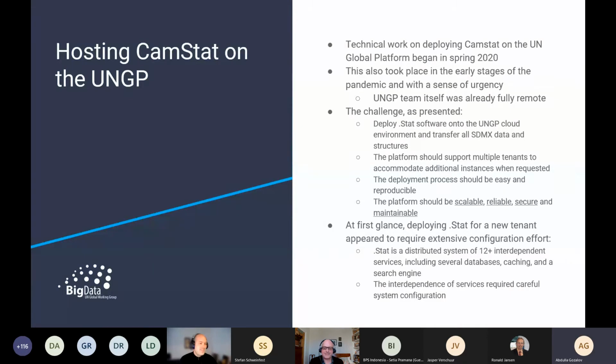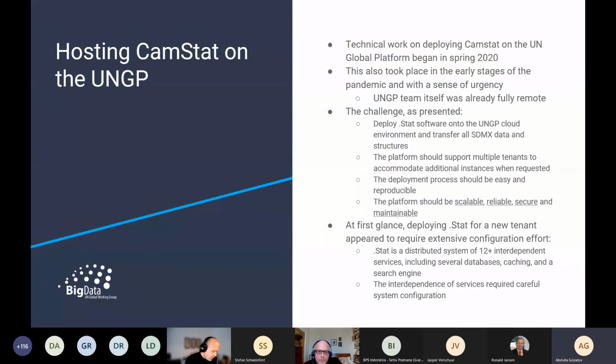Okay, awesome. Great. So I'm Sean. I work with Ronald and others on the UN Global Platform. I'm more on the technical engineering side, but I was a statistician in a prior life. So this story, I think, picks up from the global platform perspective in the spring of 2020.